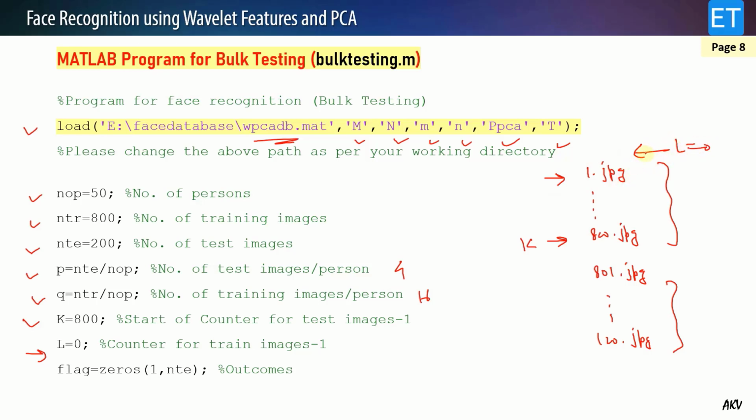Okay, so this is one counter which will be utilized for training images, and K is the counter that will be utilized for testing images. And here I am initializing an array by the name flag, which has the size equal to the number of test images, I mean the 200. This flag array will accommodate the outcomes. I mean if I choose the image from these 200 test images, then if the face is correctly recognized, then we will store 1, and if it is falsely recognized, we will place 0, like that. So this flag will have only the 1 and 0 values, 1 for correct recognition, 0 for false recognition.